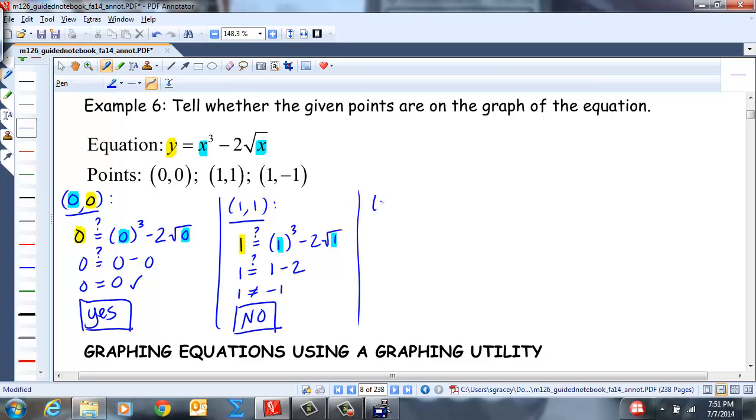What about (1, -1)? So plugging in -1 for y. And again, we're plugging in 1 for x.